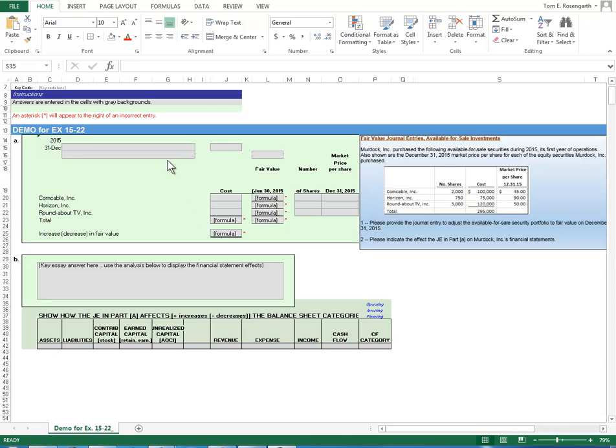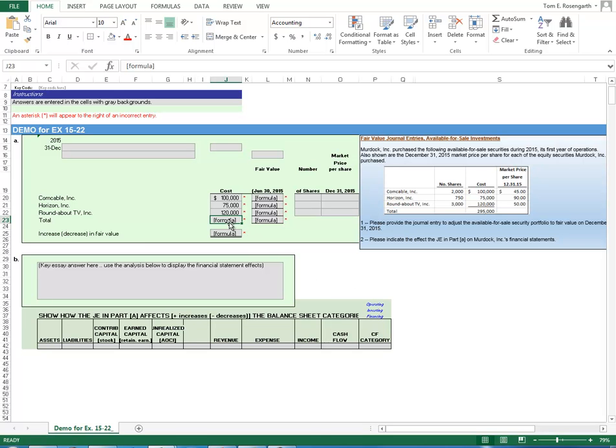Before we can make the journal entry, what we must do is to calculate the total fair value of the portfolio at December 31 and compare it to the total cost of the portfolio at the time the individual stocks were purchased. So, let's indicate the cost of the portfolio. Cable was purchased for $100,000. Horizon was purchased for $75,000. And Roundabout TV was purchased for $120,000.